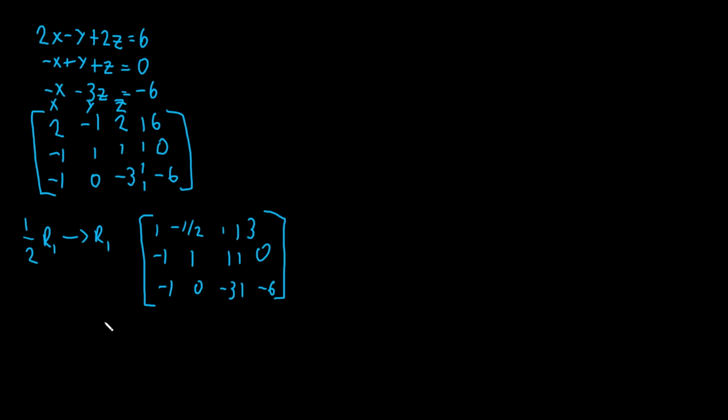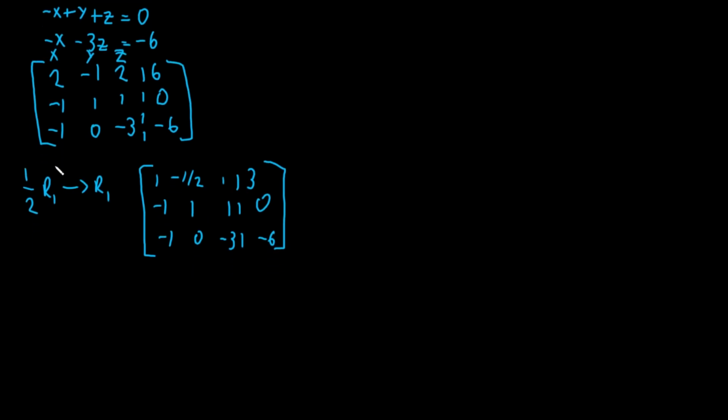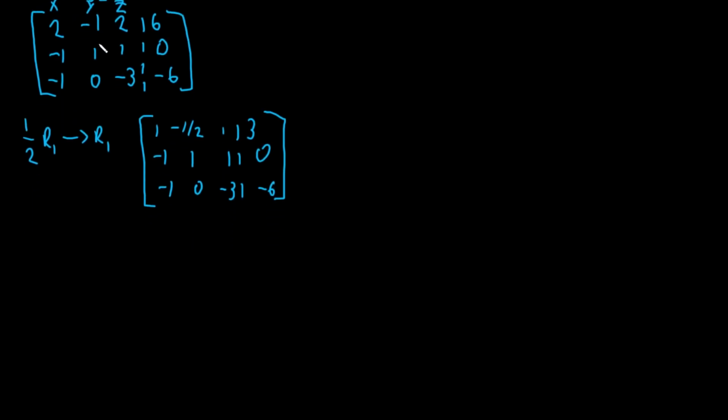Okay, now let's move on to row 2 of our matrix. First, we need to eliminate all the non-zero terms before what we want to be our leading one. So we need to eliminate this -1. To do that, we can add row 2 and row 3.